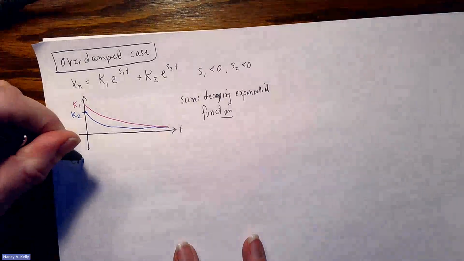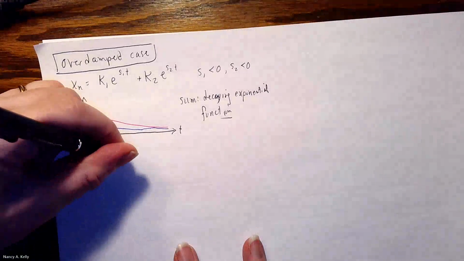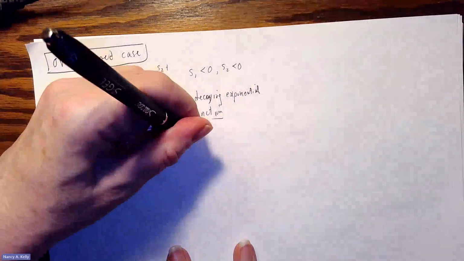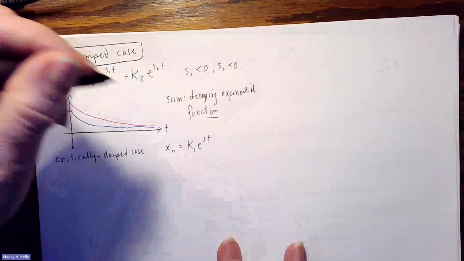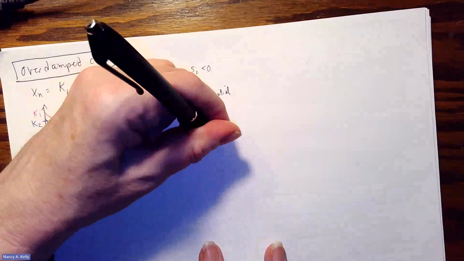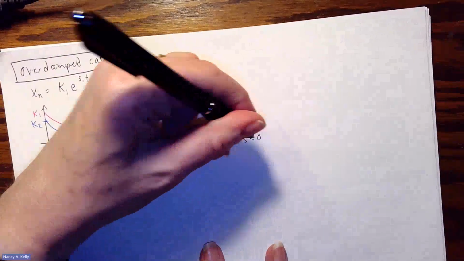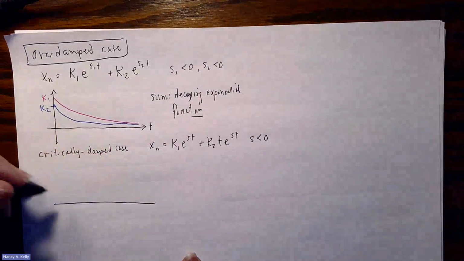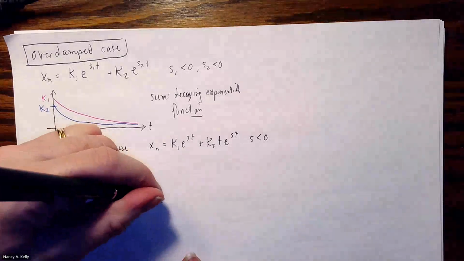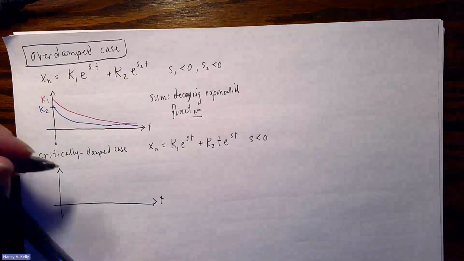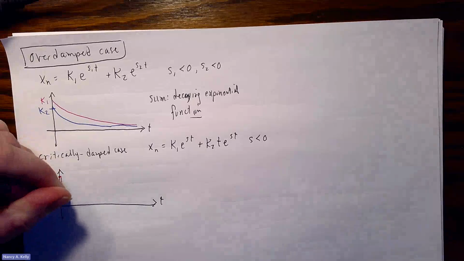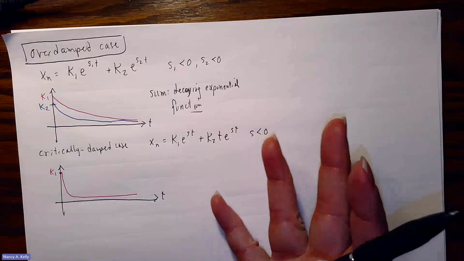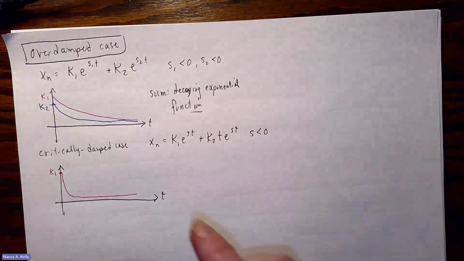Now, when we have the critically damped case, we have x sub n is equal to k1 e to the st plus k2 times t e to the st, and s is going to be negative again. So that means the first term is going to be a decaying exponential. Okay. And I'm just going to draw something in like this. Okay. So here's K1, and I'm making up its decay. It's just some value here.